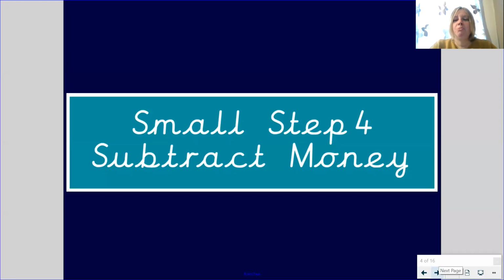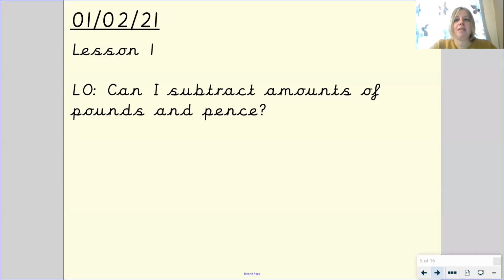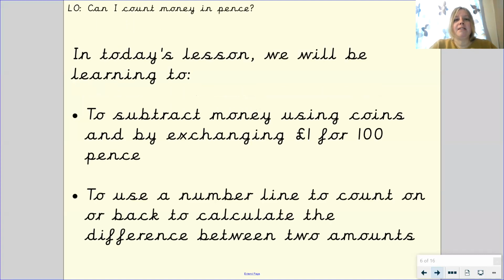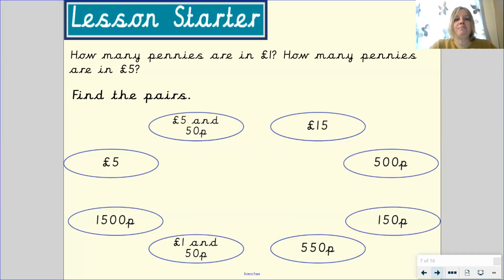Today we are going to be subtracting money. Our learning objective is, can I subtract amounts of pounds and pence? In today's lesson, we will be learning to subtract money using coins and by exchanging £1 for 100 pence. We will also use a number line to count on or back to calculate the difference between two amounts.